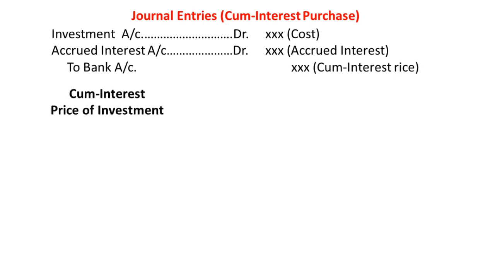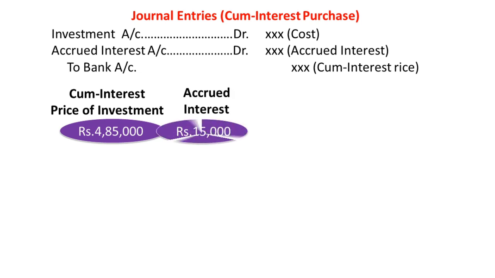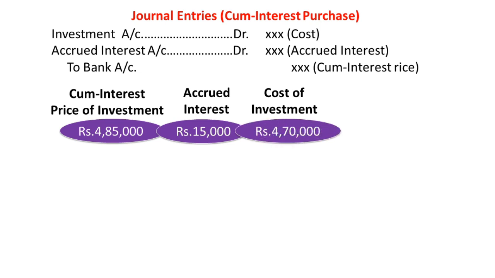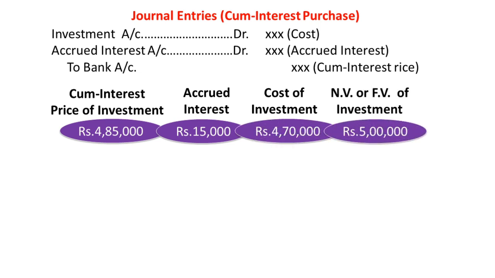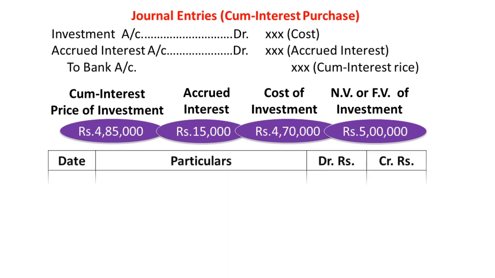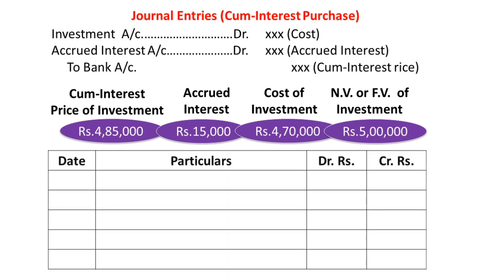Now we will put the figures that we have calculated: cum interest price rupees 4,85,000, accrued interest rupees 15,000, then cost of the investment rupees 4,70,000, and nominal value or face value of investment rupees 5 lakhs. We'll record in the journal book.